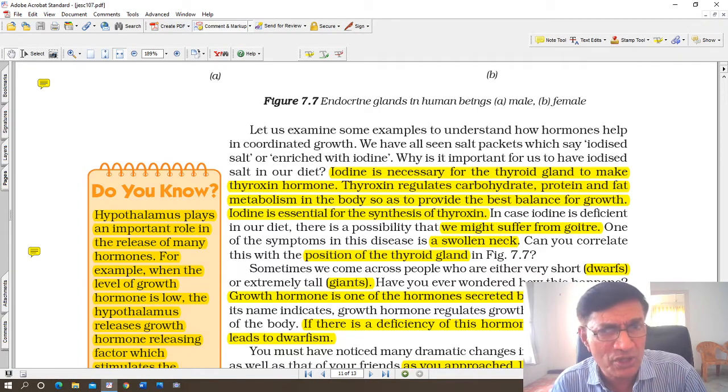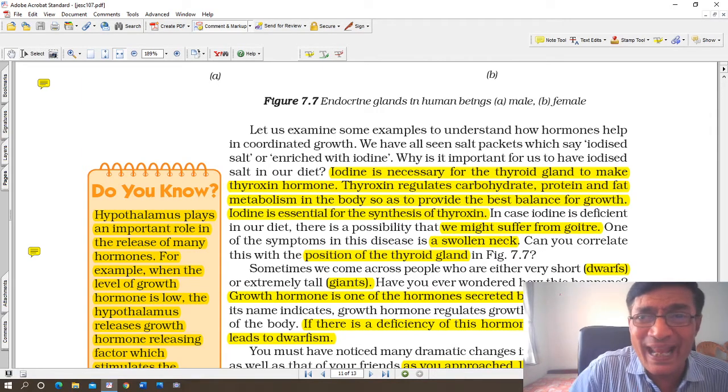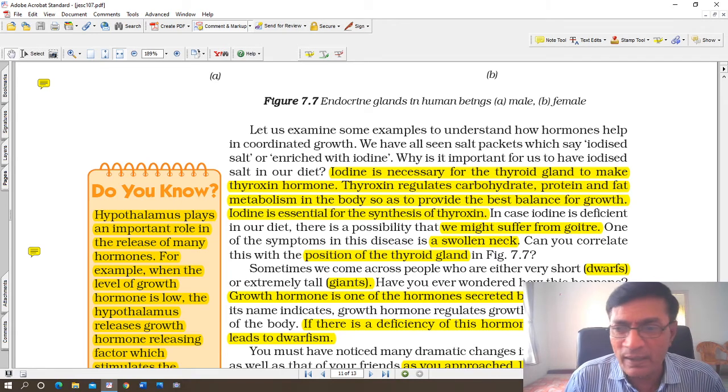Goiter is not a disease, it's a medical condition. One of the symptoms is a swollen neck, the whole neck region. Can you correlate this with the position of the thyroid gland in the neck region?